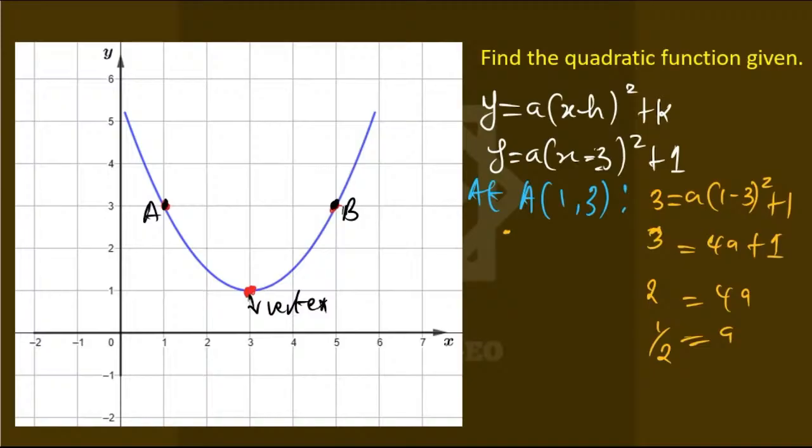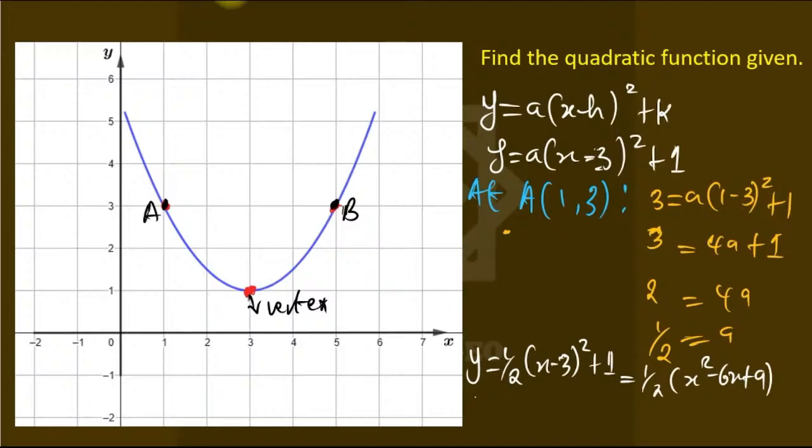So we have that the quadratic function is now y equals half (x minus 3) all squared plus 1. I've told you the answer could be written this way, or we can expand the brackets. So if we expand the bracket, I have half. The expansion of this is x squared minus 6x plus 9, plus 1.